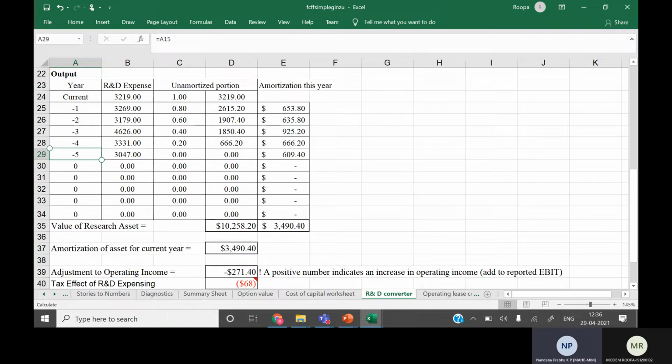We don't need to do anything with this value. This will be taken as an input by the main input sheet for the purpose of producing its output, and the effect of this will be shown in the output. Okay, so let us go back to the slides.